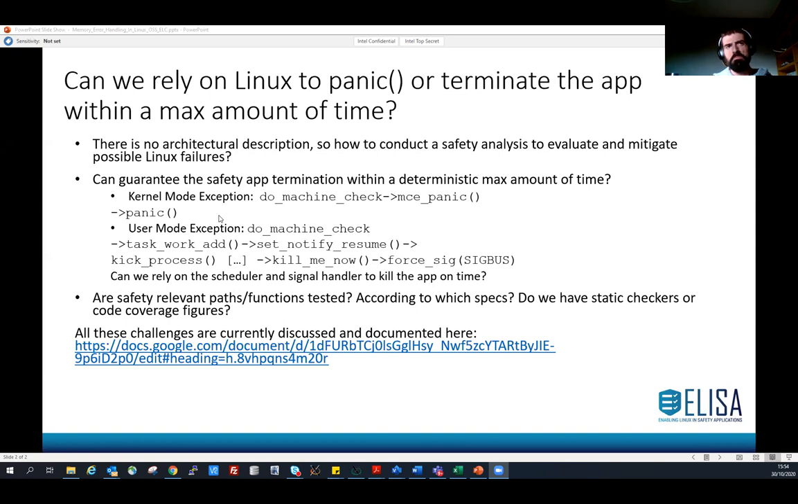So right now there is no architectural description in Linux. What I had to do is start from the do_machine_check handler. I opened the code and tried to figure it out. I basically used a top-down approach, starting from the main entry point, do_machine_check, and then tried to identify what pieces of code could affect my safety goal. Practically speaking, I wanted to identify which functions were involved in either the system going to panic or the termination of the safety application.